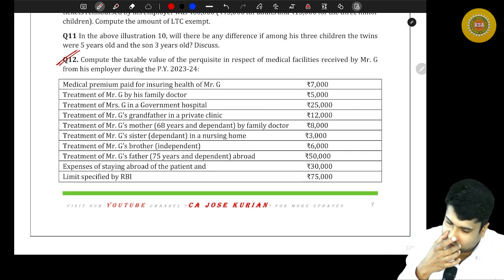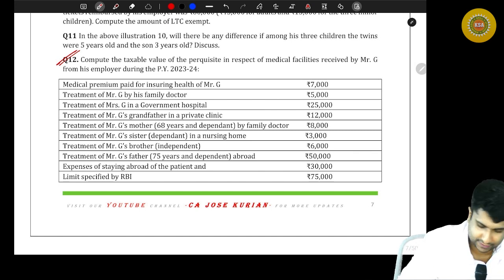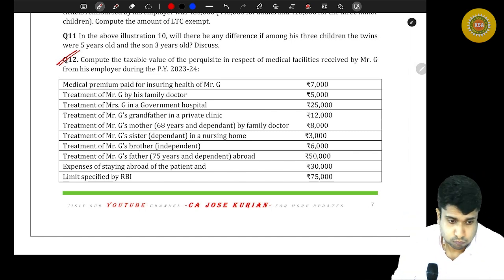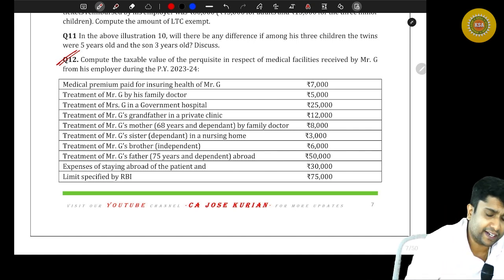I am from Ernakulam. Yes, I'm a Malayali. I am from Ernakulam, Kerala.